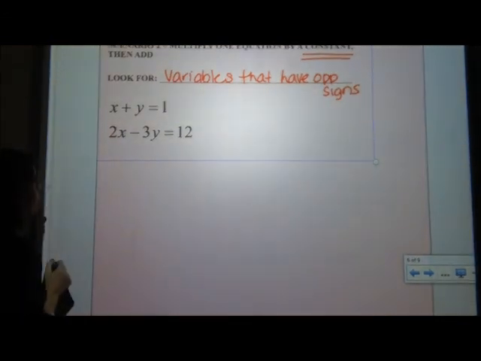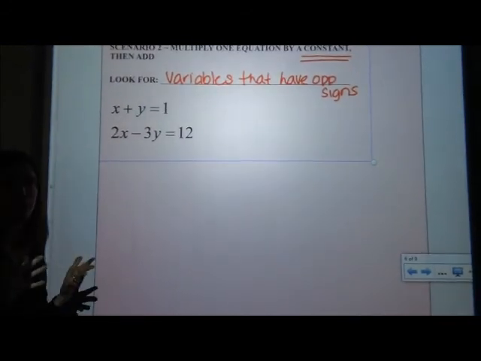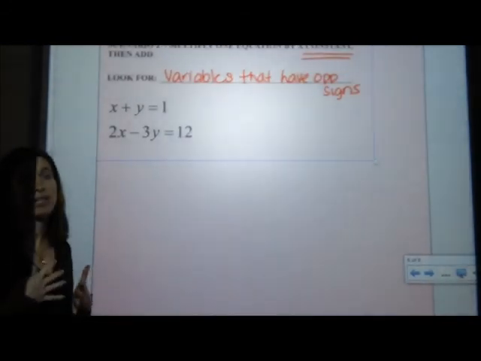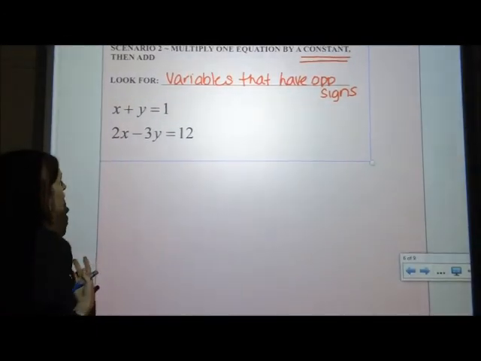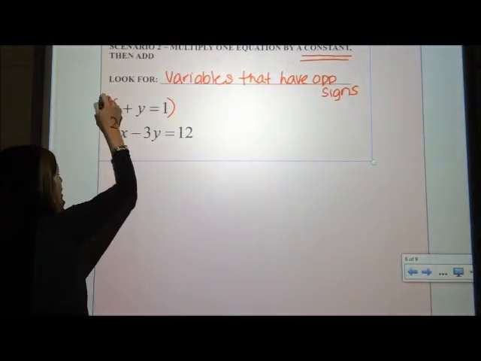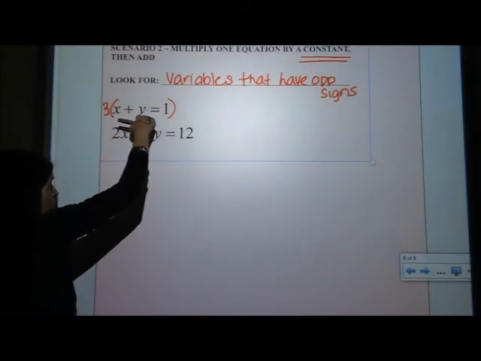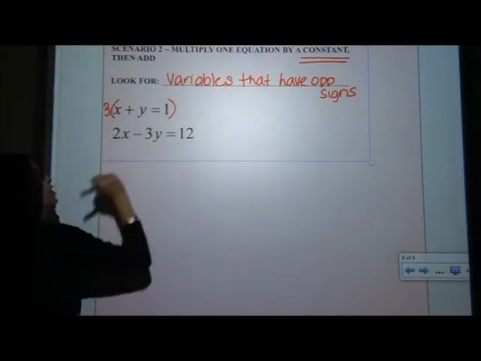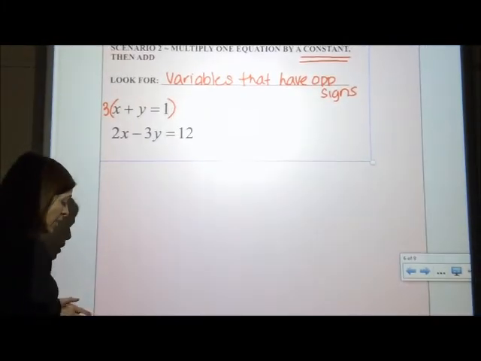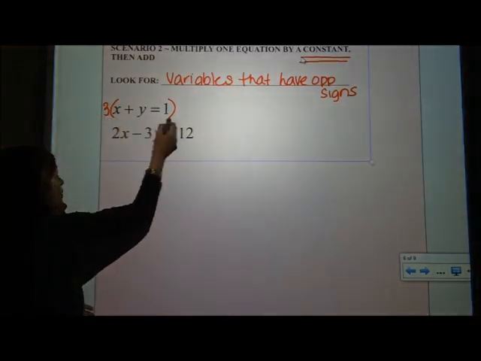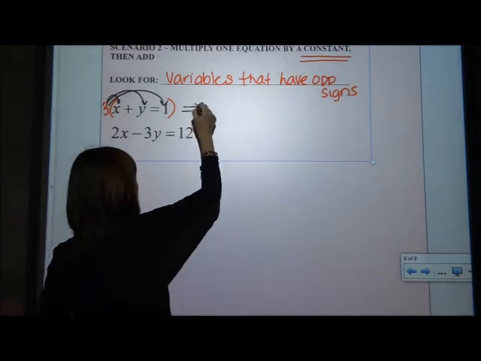But I looked here and I'm like, okay, y and 3y have opposite signs. I have no variable that has the same number and opposite signs. So that tells me I'm going to have to multiply either one or both of them by something. If I multiply the top equation by the number 3, then it would give me a 3y, so that I'd have a 3y and a negative 3y, and then I could add the equations together. Okay, so I'm going to multiply the top equation by 3, which means I have to distribute it to everything, and I'm going to write it right over here now.